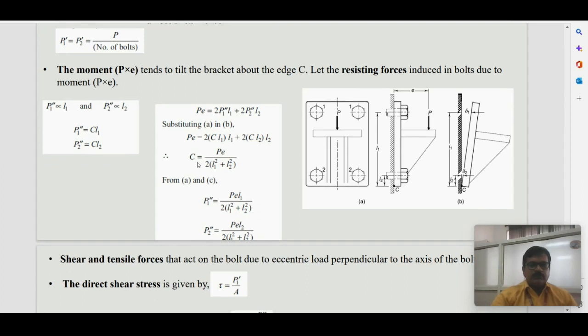So after finding out C, you can find out P1 double dash, that is secondary shear, as PE into L1 divided by 2 into L1 square plus L2 square, and P2 double dash is equal to PE into L2 divided by 2 into L1 square plus L2 square. So after finding out C, C into L1 and C into L2 will give us the secondary shear in the two rows of the bolts.